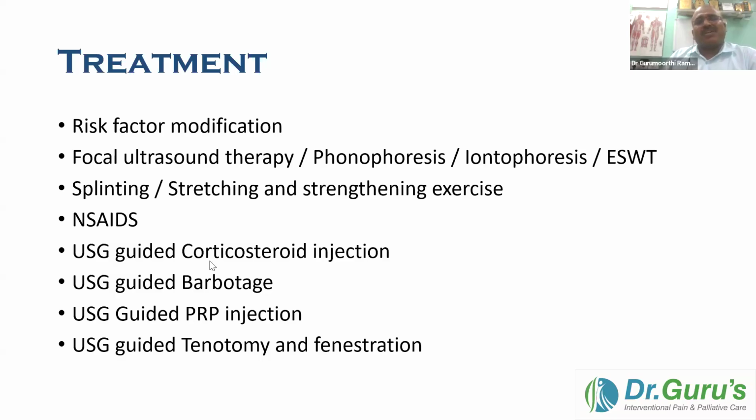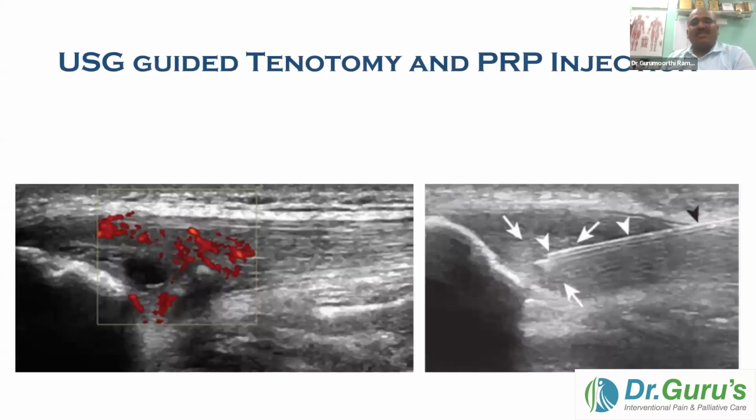What are those procedures? We have corticosteroid injection, which most probably you may be seeing a lot. Then ultrasound guided barbotage, then ultrasound guided PRP injection, and finally ultrasound guided tenotomy and fenestrations, right? We are not going to go more deeply into it. Just one thing I want to talk about is what is called tenotomy, right? You may see people doing PRP inside the tendons, for example in the plantar fascia, or it can be patellar or supraspinatus.